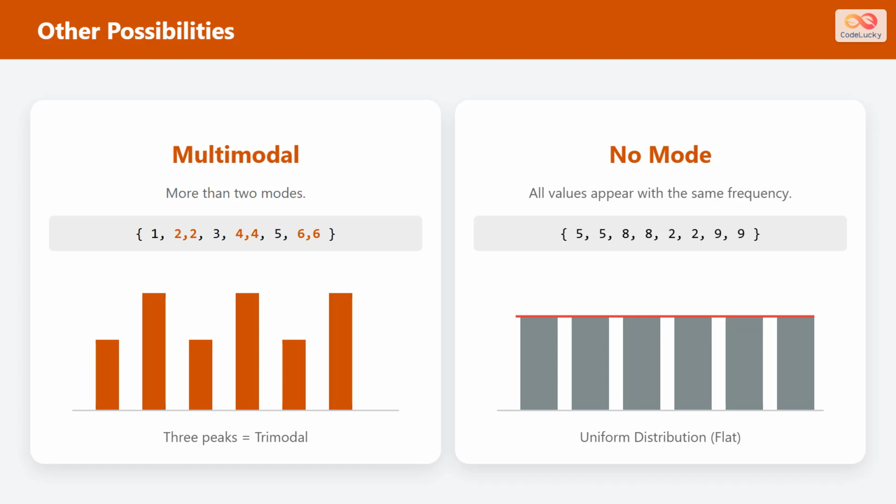It does not stop at 2. If there are more than 2 modes, we call the dataset multimodal. On the other hand, if every value appears the exact same number of times, there is no peak at all. In this case, we say the dataset has no mode, and the distribution is uniform or flat.